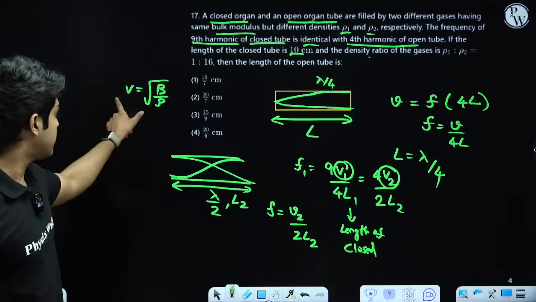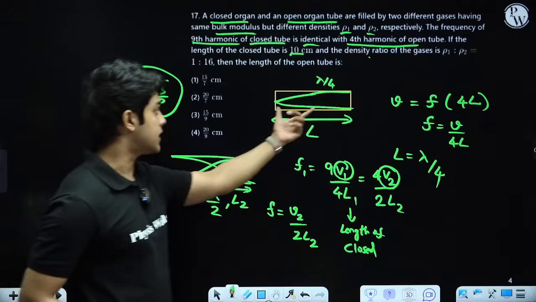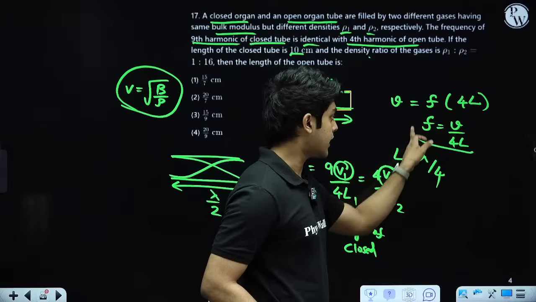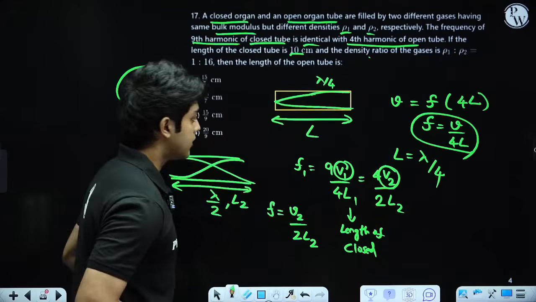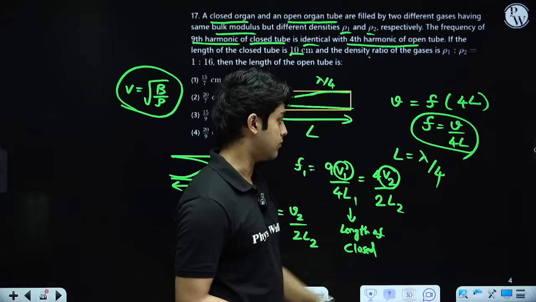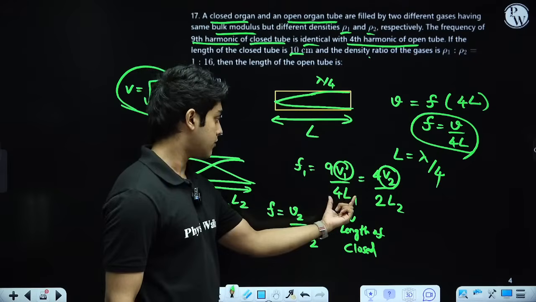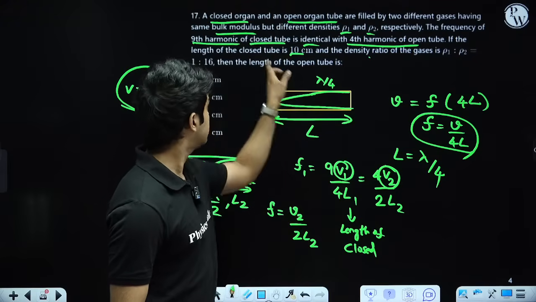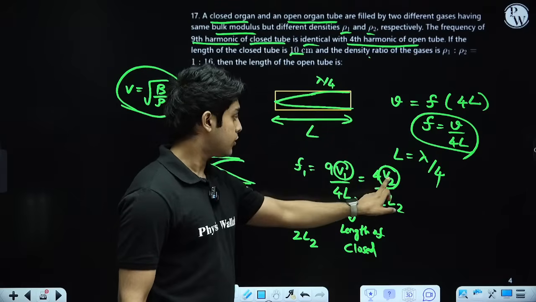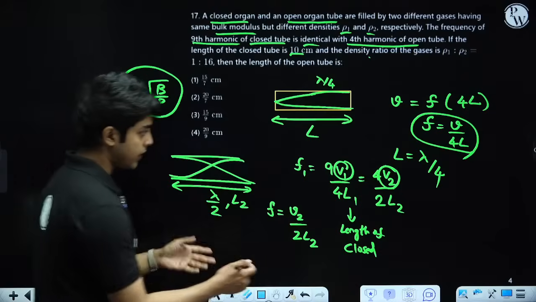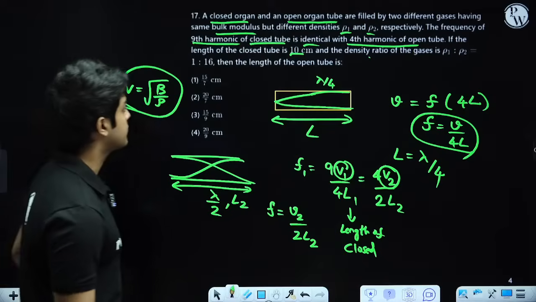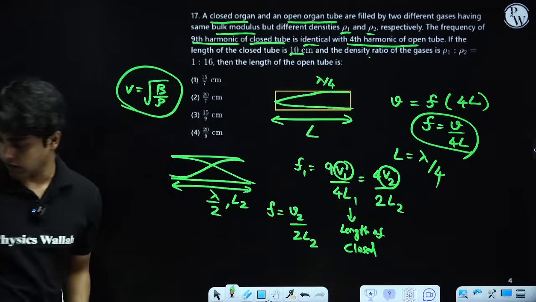So the speed is square root of B by rho. You should remember this actually. The length of the tube is lambda by 4. Fundamental frequency, we quickly write it as V by 4L. And once we know the fundamental frequency, the nth harmonic will be n times the fundamental frequency. Ninth harmonic of the closed tube equals fourth harmonic of the open tube, and we equate that. V1 by V2 we can find, it will be root of rho 2 by rho 1. Okay, and after that it's done.